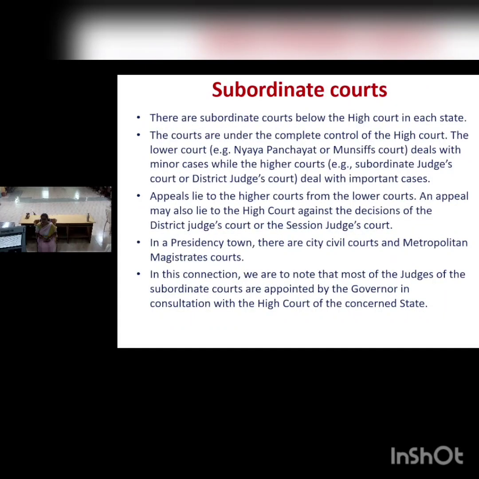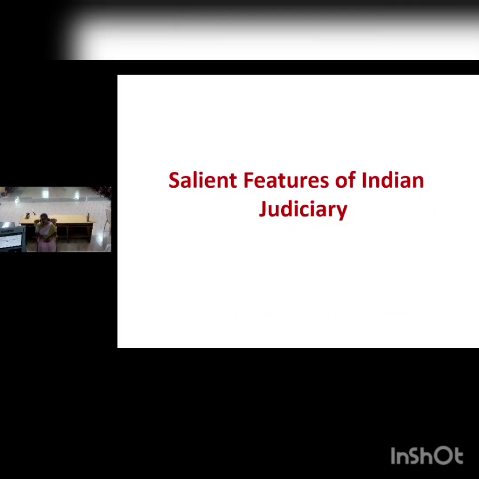Subordinate courts are the courts below the High Courts in each state. These courts are under the complete control of the High Court. Appeals to the higher courts from the lower courts: an appeal may also be laid to the High Court against the decision of the district courts or session judge court. In a presidency town, there are city civil courts and metropolitan magistrate courts. In this connection, we note that most of the judges of the subordinate courts are appointed by the governor in consultation with the high court of the concerned state.